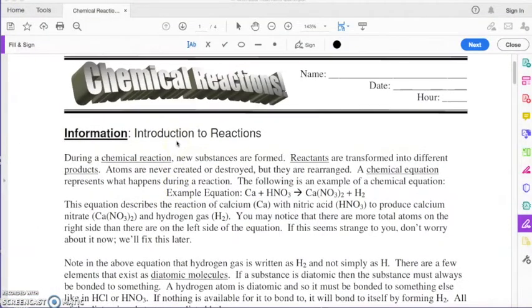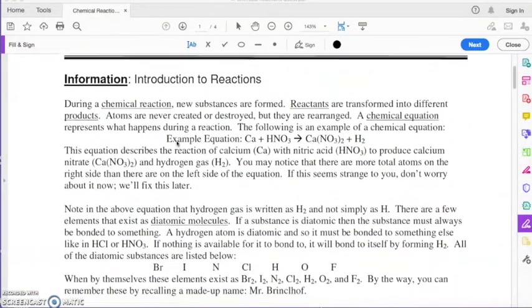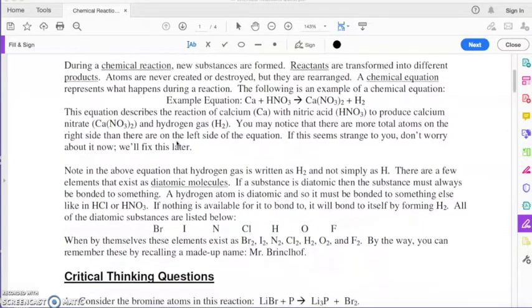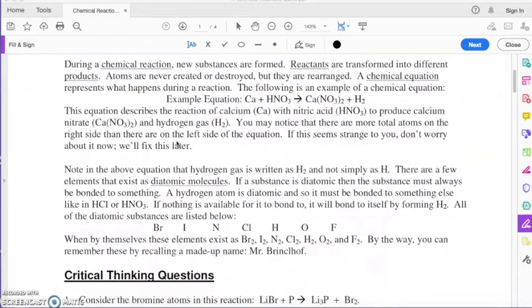Okay, so we're going to talk about chemical reactions. During chemical reactions, new substances are formed. Reactants are transformed into different products. Atoms are never created or destroyed, but they are rearranged. A chemical equation represents what happens during a reaction.